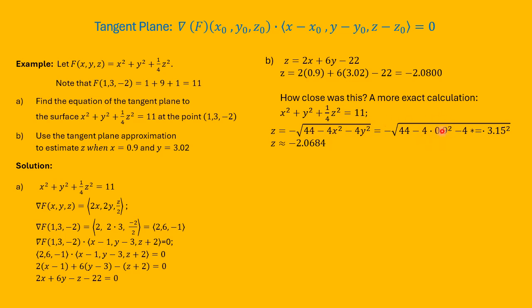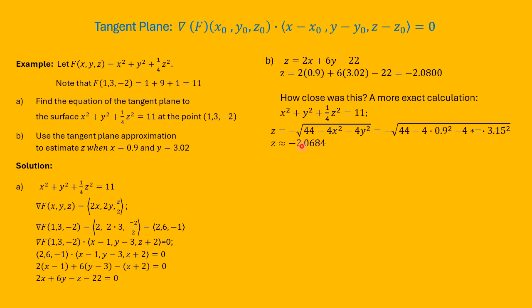3.15 squared for y squared here, and for this you would need a calculator. Multiplying, squaring this, and squaring this are not too hard by hand, but then taking the square root of the whole thing, well, that probably would require us to use a calculator, and we'll get that z in our approximation is minus 2.0684. So if you look at the value of z that we had up here from our tangent line approximation, minus 2.08, and a more exact calculation, a closer, more accurate calculation down here using the original function gave us minus 2.0684.